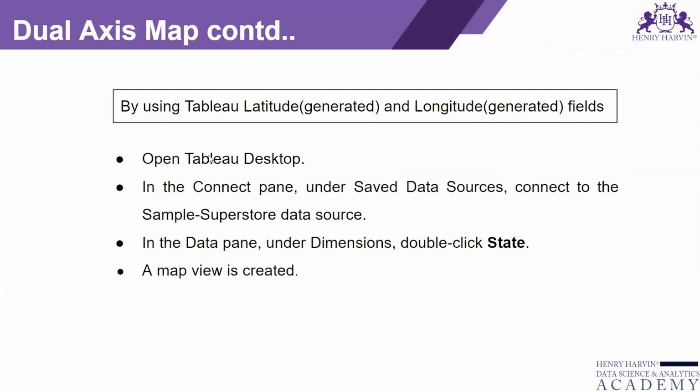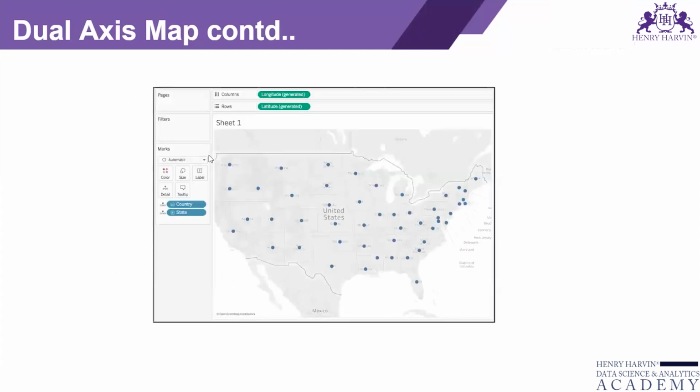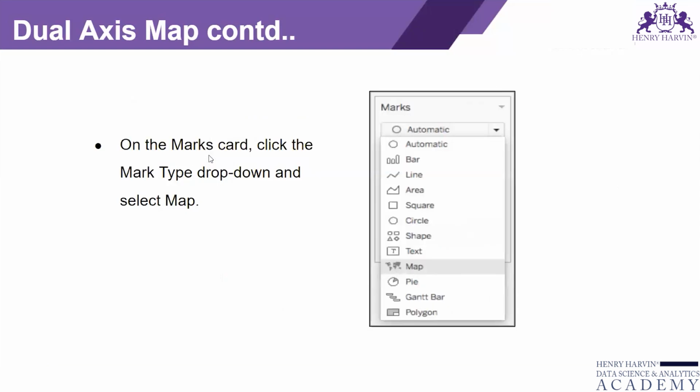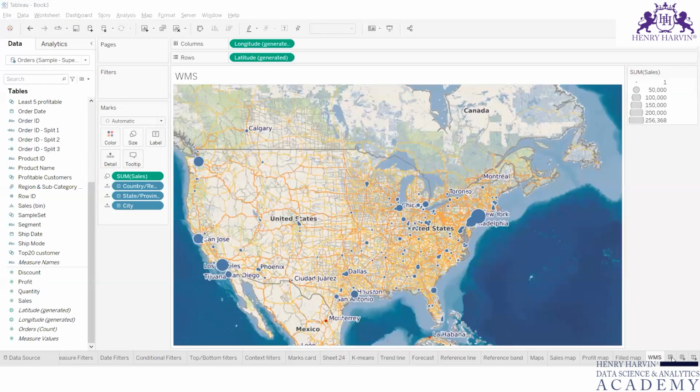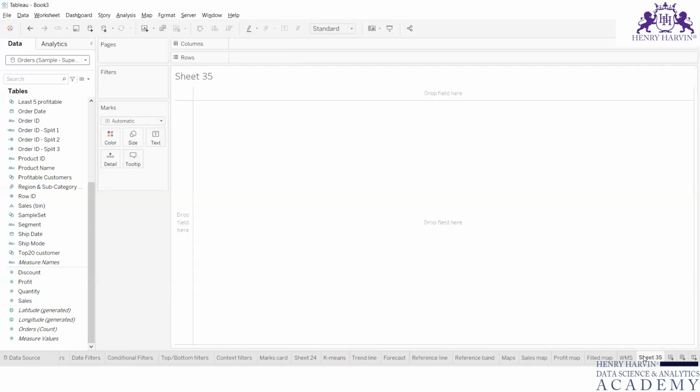First we'll connect to a data source in Tableau, and then in the data pane under dimensions, we'll double click on state, and a map view is created. Then on the marks card, click the mark type. It's better if I follow along with this, so it can be explained better. Okay, let's rename this sheet to dual axis maps.